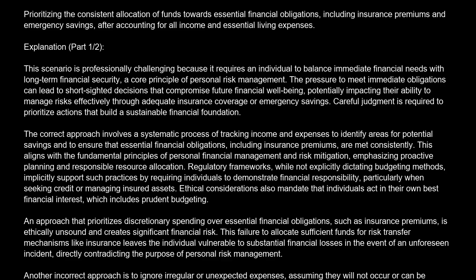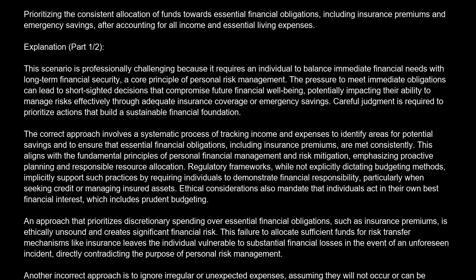The correct approach involves a systematic process of tracking income and expenses to identify areas for potential savings and to ensure that essential financial obligations, including insurance premiums, are met consistently. This aligns with the fundamental principles of personal financial management and risk mitigation, emphasizing proactive planning and responsible resource allocation. Regulatory frameworks, while not explicitly dictating budgeting methods, implicitly support such practices by requiring individuals to demonstrate financial responsibility, particularly when seeking credit or managing insured assets. Ethical considerations also mandate that individuals act in their own best financial interest, which includes prudent budgeting.